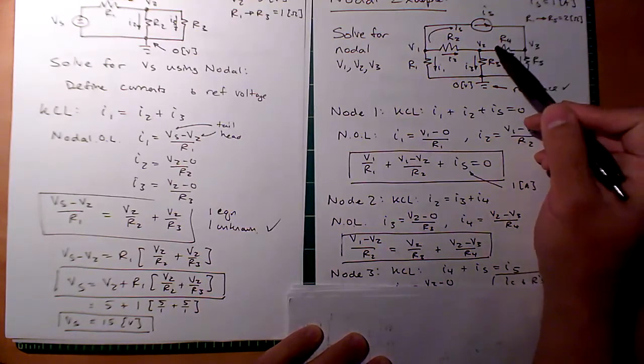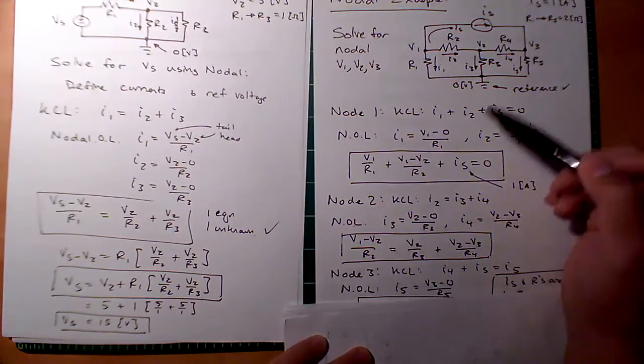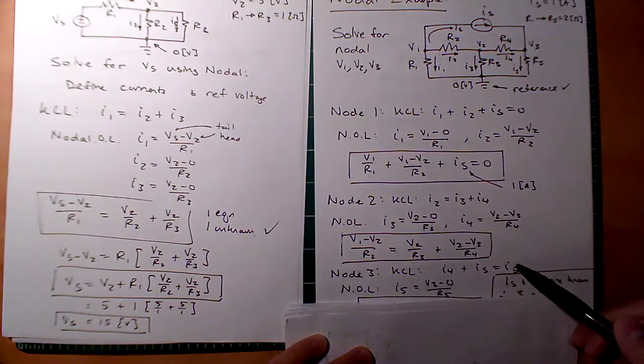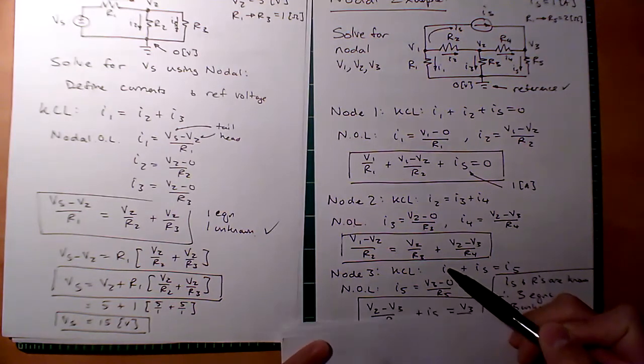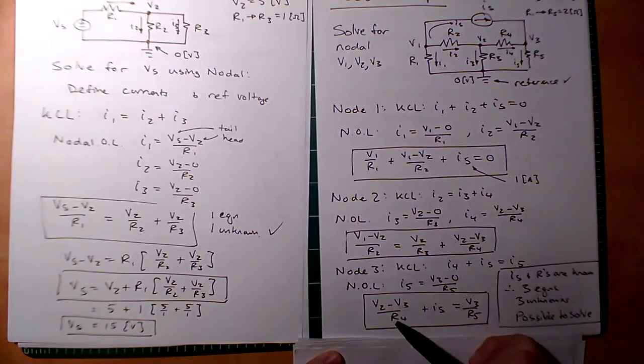And we already have R4. Now we just have to write R5, nodal Ohm's law. And so that's just V3 minus 0 over R5. Okay, and then plug that in. So the final equation is I4 is V2 minus V3 over R4.